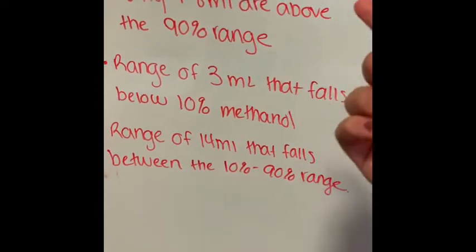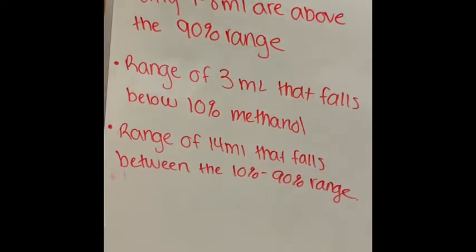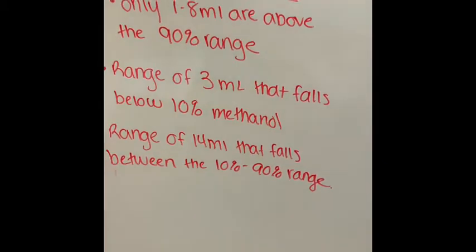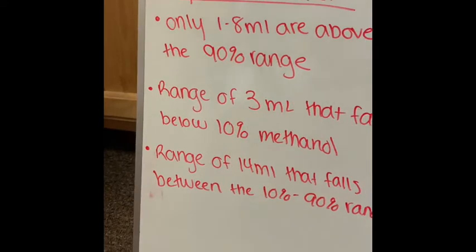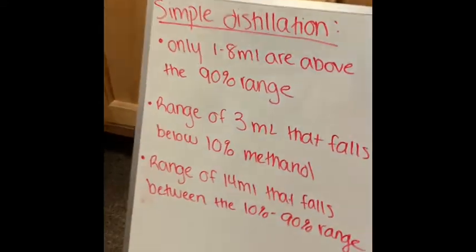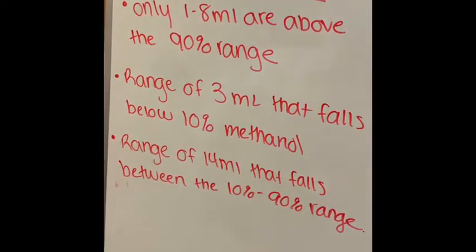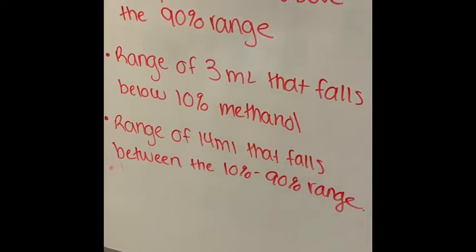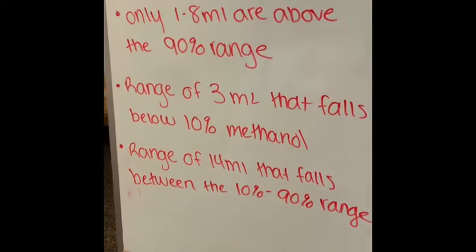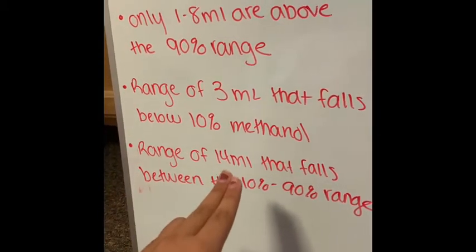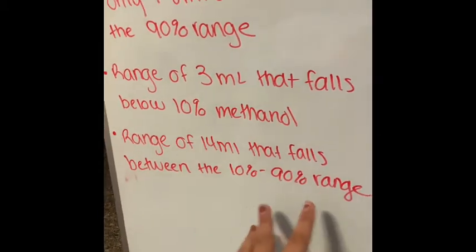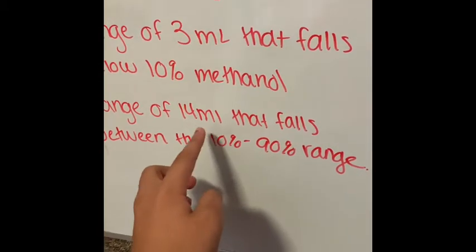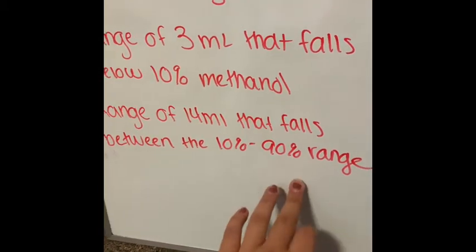Since we are currently on a simple distillation process, only 1 to 8 milliliters are above that 90% range. That's not very high, and we are here to improve that margin. And now, a range of 3 milliliters falls below that 10% methanol. That's pretty good, and we can make some good profits off of that. And lastly, our range of 14 milliliters falls between the 10% to the 90% range. This is fairly high, and we really want to reduce this amount to save money and increase our profits the best that we can.